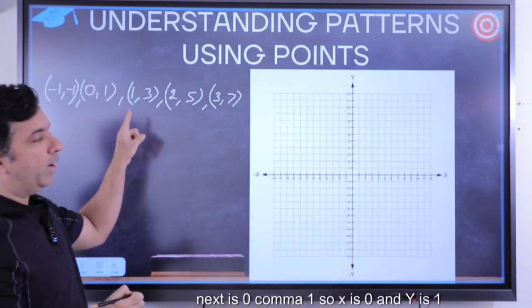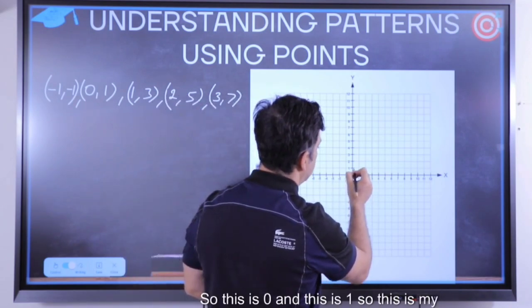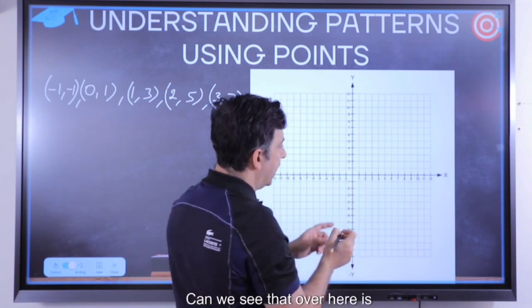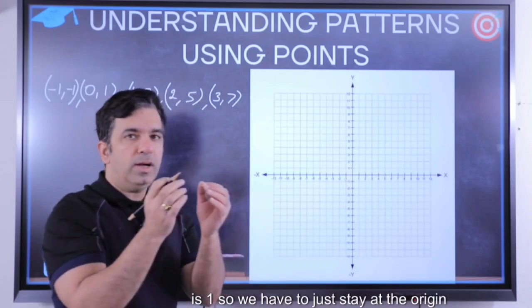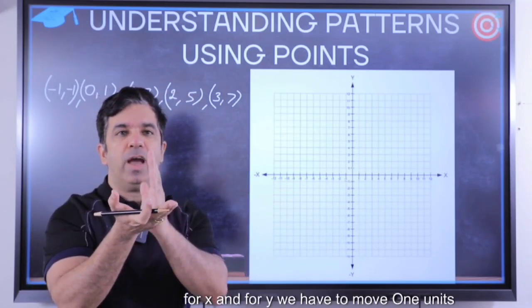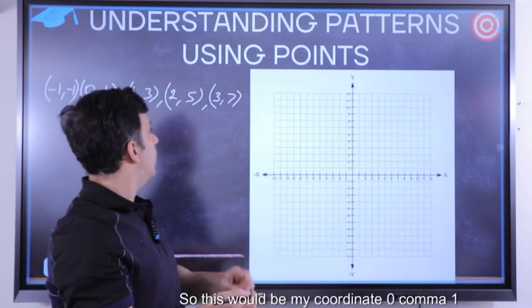Next is 0 comma 1. So x is 0 and y is 1. So this is 0 and this is 1. So this is my next coordinate. Can we see that over here x is 0 and y is 1. So we have to just stay at the origin for x, and for y we have to move 1 unit upwards. So this would be my coordinate 0 comma 1.